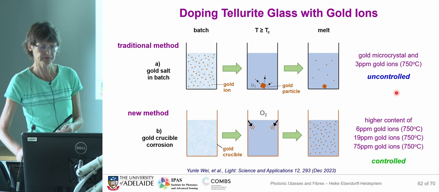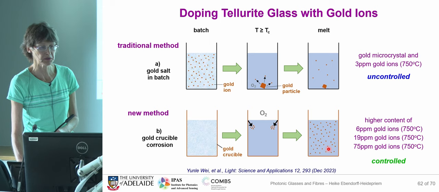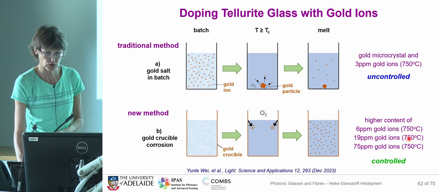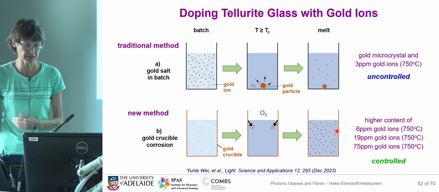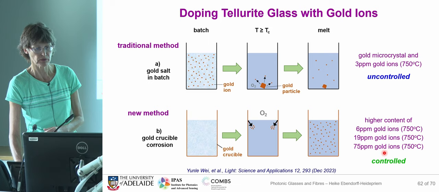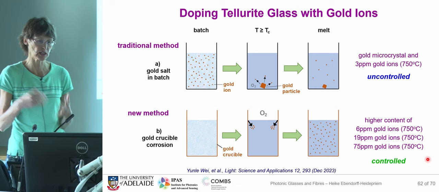The gold crucible dissolves, so gold ions go into the glass, and then of course as the glass melts, it gets distributed throughout the whole glass volume. And via the melting temperature, and this is a typo here, this should be 800 and 850 degrees Celsius, the higher the glass melting temperature, the lower the glass viscosity, and the more corrosive the glass melt is, and the more gold gets dissolved into the glass. So we can really control the gold content in the glass via gold crucible corrosion. So this is one part of creating gold nanoparticles in glass: having gold ions.